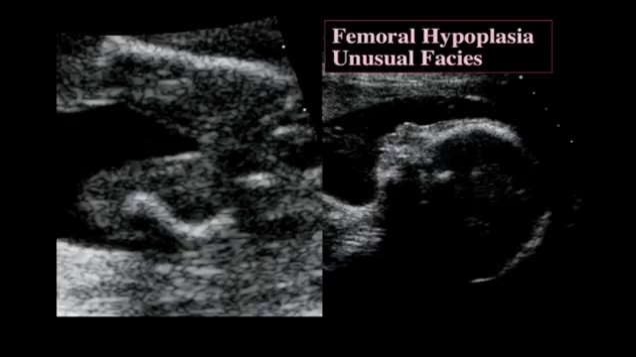Now going on to the femoral hypoplasia unusual facies, here you have a fetus that has a small chin, but you can see that looking at the skeleton, the one bone that was abnormal is one of the femurs right here, which is severely bowed. The other femur is straight, and the rest of the skeleton was normal.